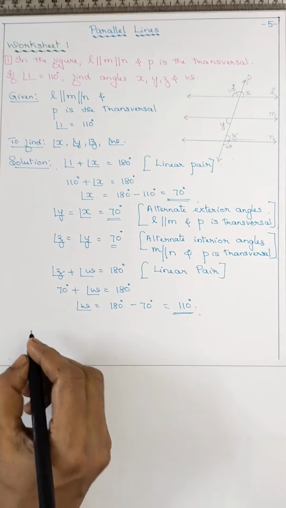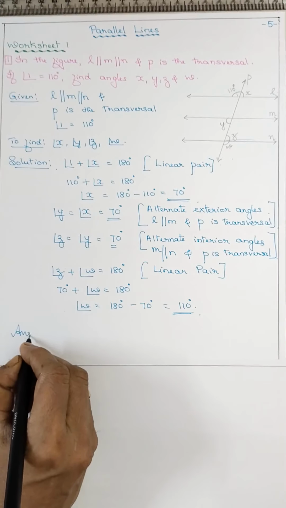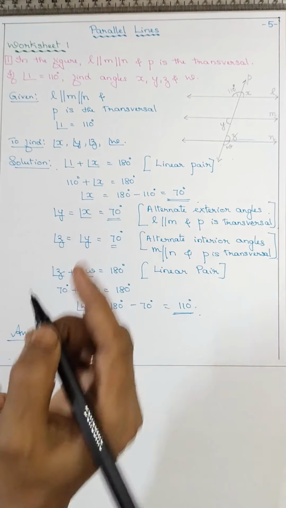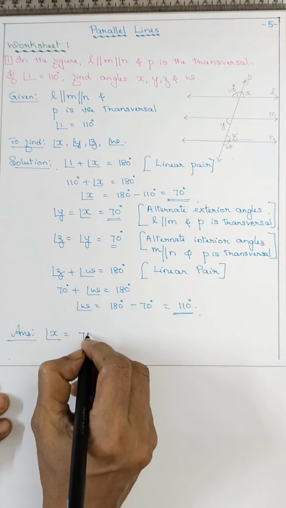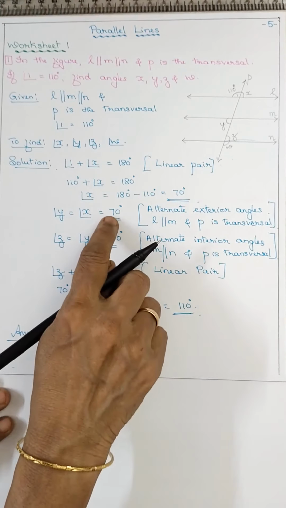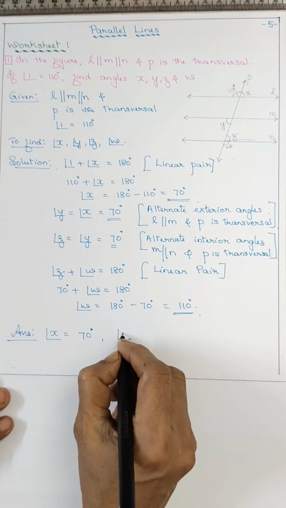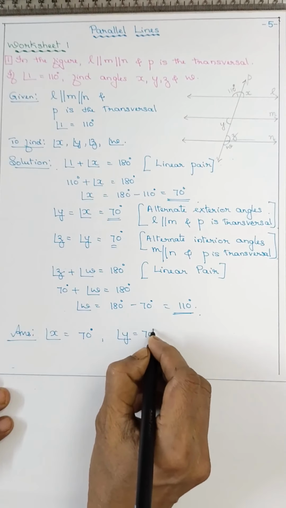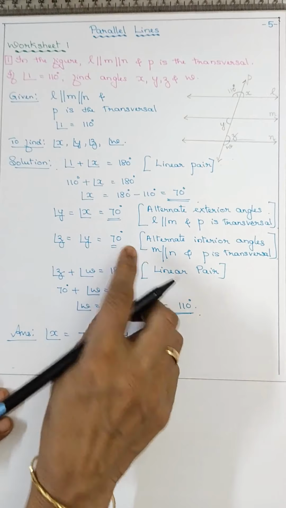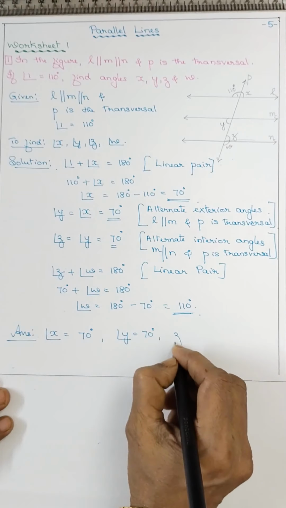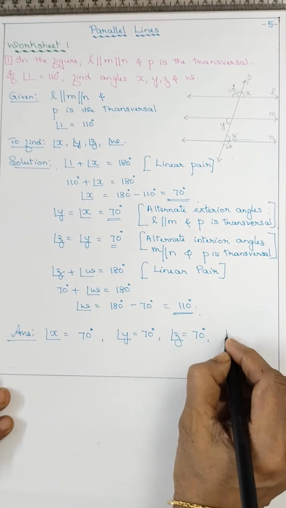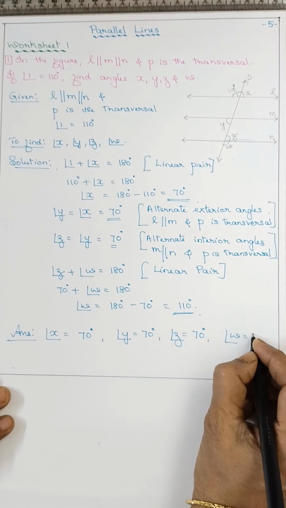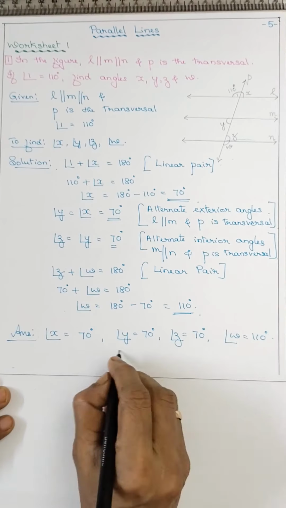So answer, you got X is equal to 70 degree, Y is equal to 70 degree, Z again it is 70 degree, but angle W is equal to 110 degree.